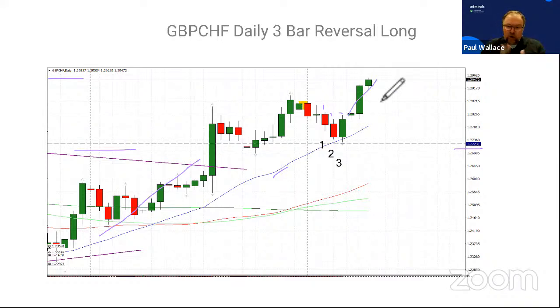So, uptrend, retrace. Once it hits support, the two seller bars followed by a green bar. If that green bar, the third bar, is also an engulfing candle or a pin bar, that makes it even happier. And it's just a very simple, almost mechanical way for you to trade trends.